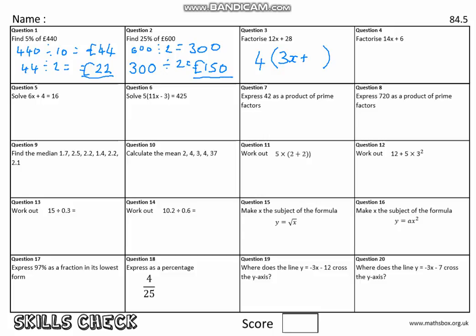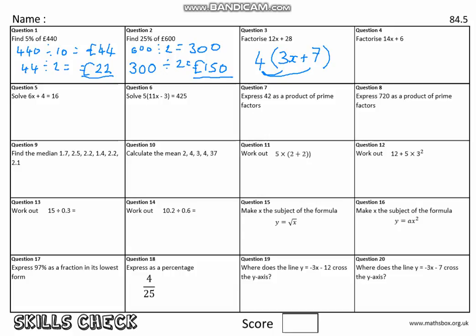And then how do we get from 4 to 28? What do we have to times it by? Well, we have to times 4 by 7. So we would have 4, and then in brackets 3x plus 7. And remember, we can always test to see if we're correct by doing the multiplication. So 4 times 3x is indeed 12x, and 4 times 7 is indeed positive 28. So we know that we're correct there, okay?